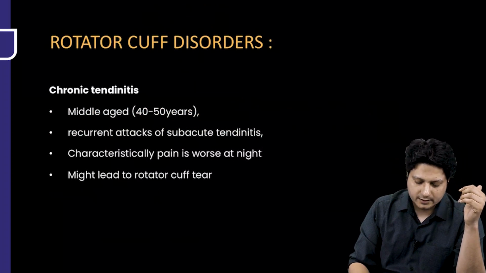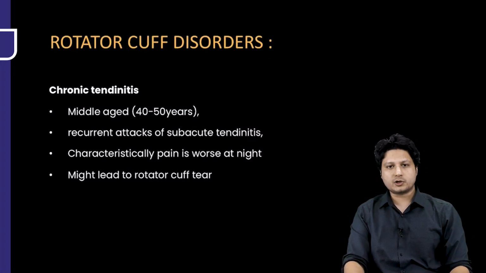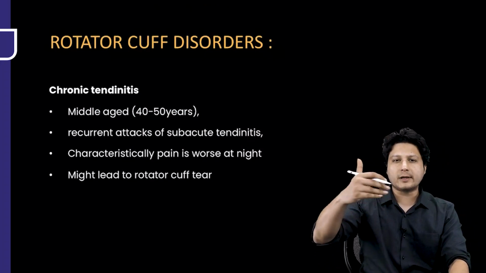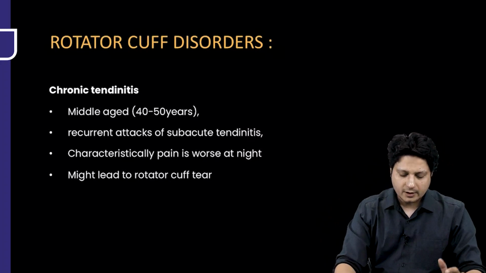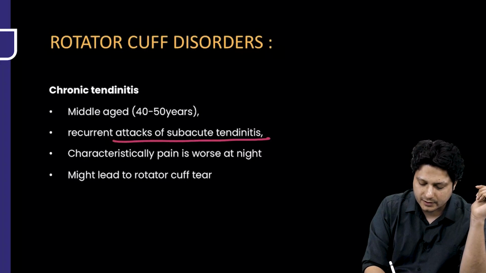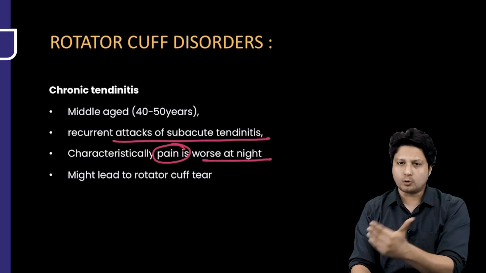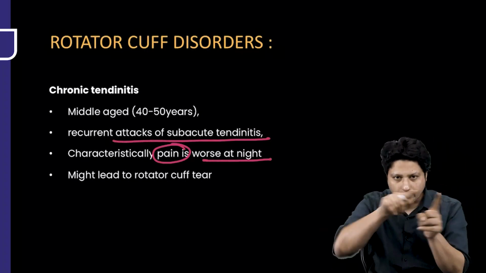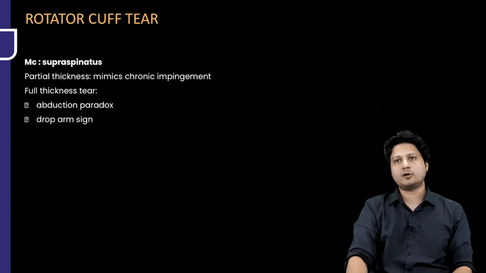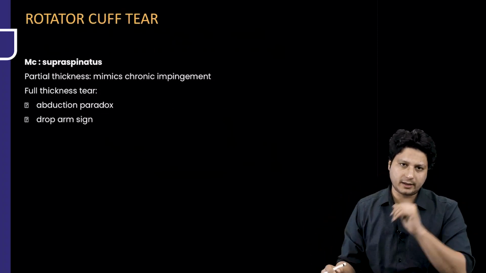Next, rotator cuff disorders like calcific tendinitis, highly unlikely. They are not going to ask you a direct question related to this calcific tendinitis, but it is considered to be a chronic form of tendinitis. All right. So here recurrent attacks of subacute tendinitis, but characteristically the pain is worst at night, and it might obviously lead to a rotator cuff tear. Now, more important is rotator cuff tear. All right. Calcific tendinitis is considered to be a precursor event of a degenerated tear in the rotator cuff.